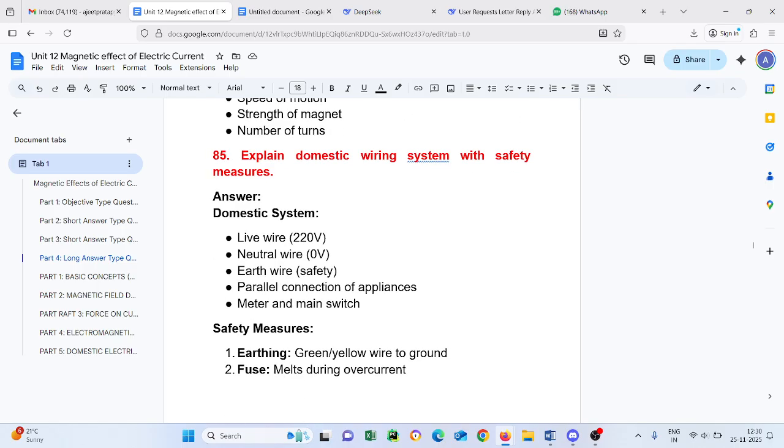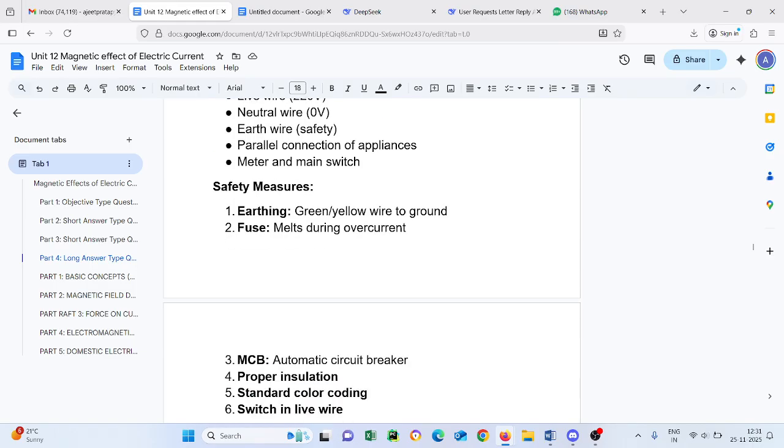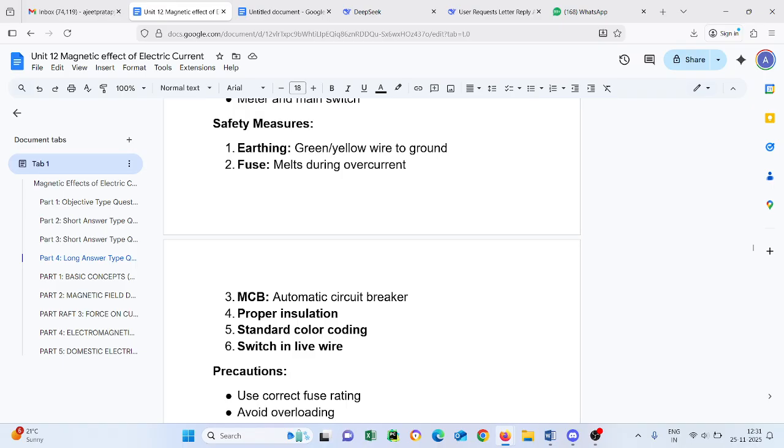Explain the domestic wiring system with safety measures. Live wire 220 volt, neutral wire 0 volt, earth wire for safety, parallel connection of appliances, meter and main switch. Safety measures: earthing with green-yellow wire to ground, fuse melts during overcurrent, MCB automatic circuit breaker, proper insulation, standards, color coding, switch in live.